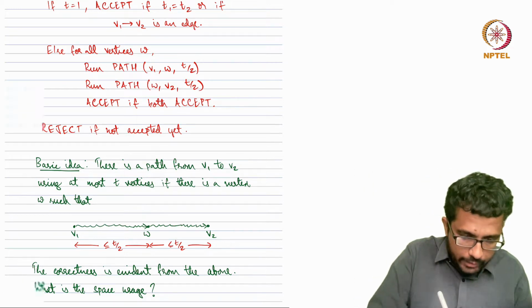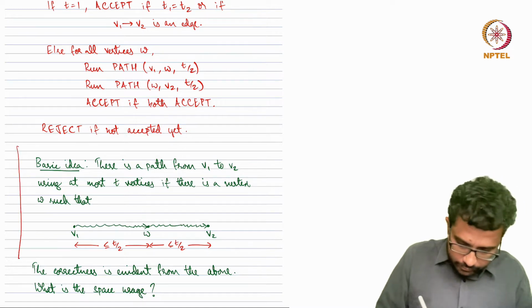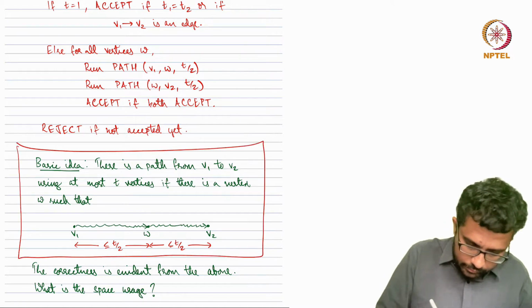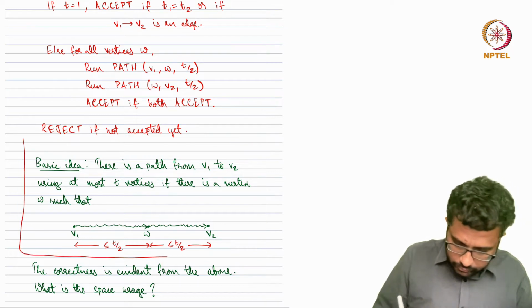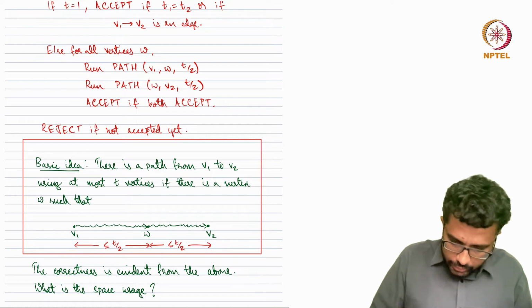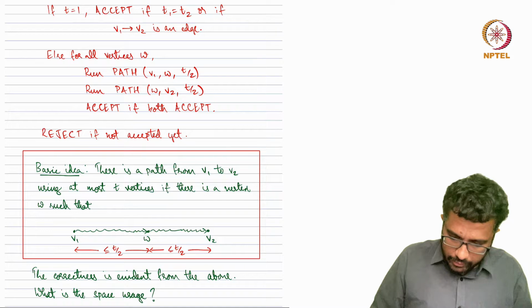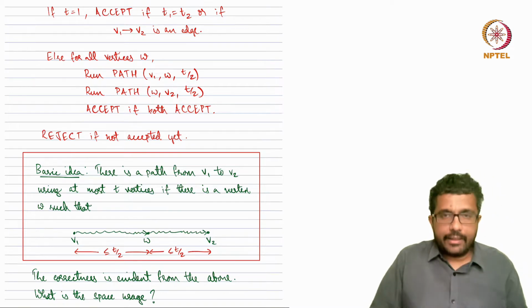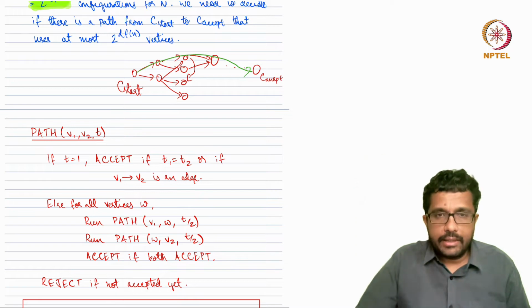So maybe I'll just put this thing in a box. So this is the main idea here. So now we want to check whether there is a path from C start to C accept.